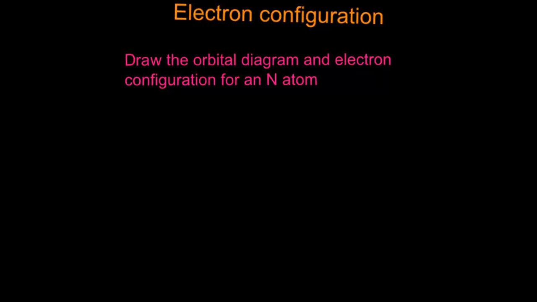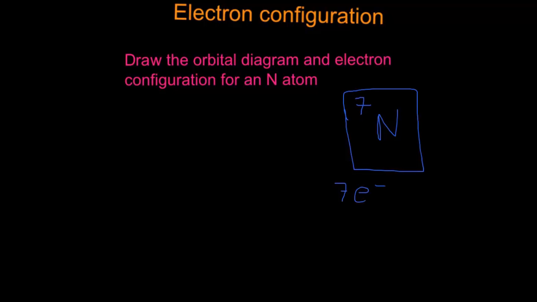I wanted to do an example of drawing orbital diagrams and determining electron configurations. So I'm going to start with nitrogen because it's a fairly simple example. It has an atomic number of 7 on the periodic table, so nitrogen has 7 electrons.